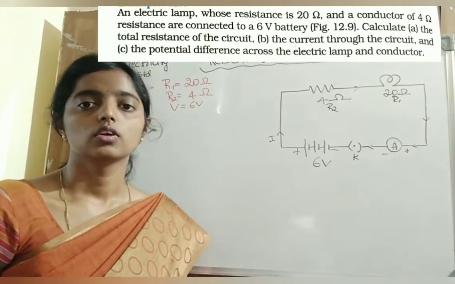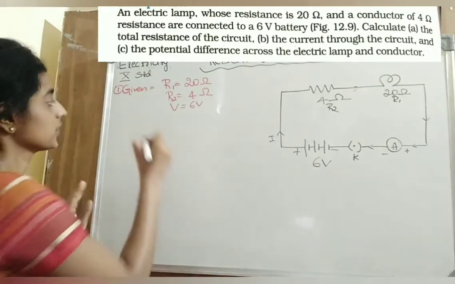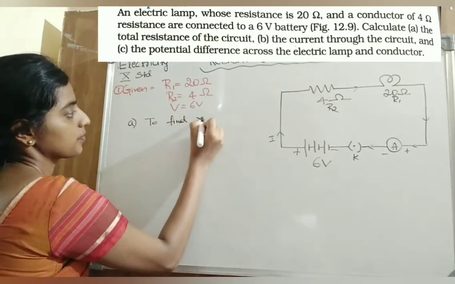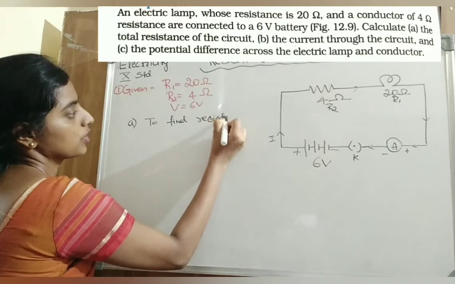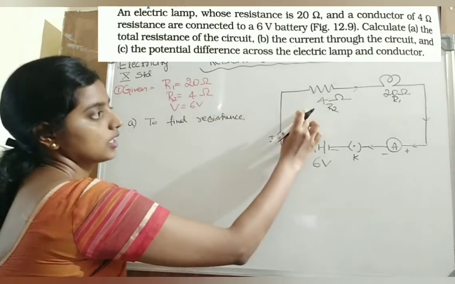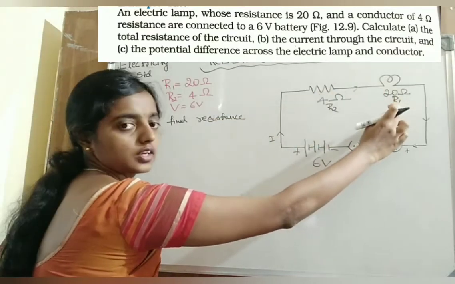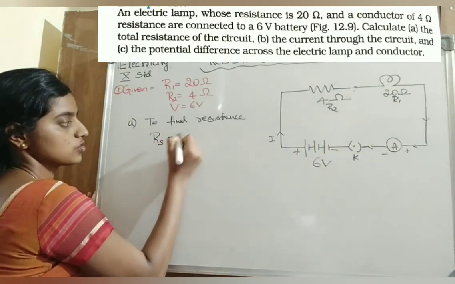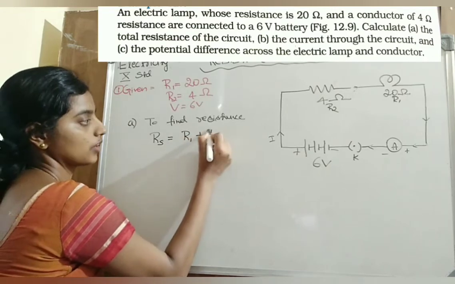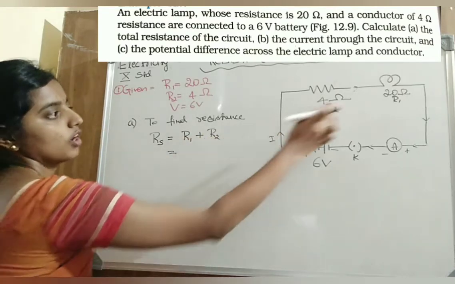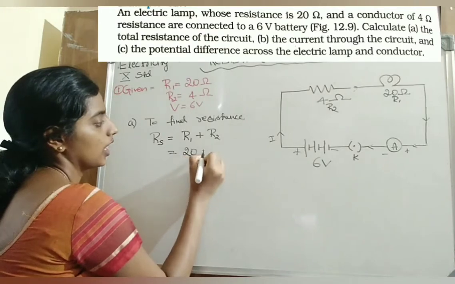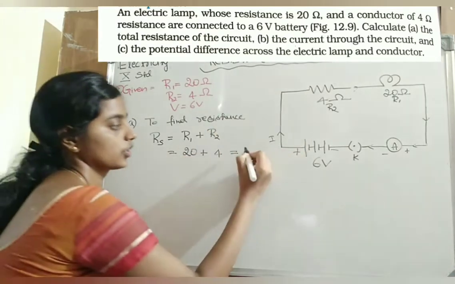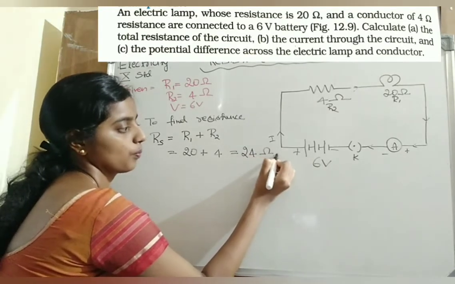First let us solve A, to find resistance. What is the formula of resistance? Assume this is one resistance and this is another resistance which are connected in series. Therefore, RS equals R1 plus R2, right? R1 is what? 20 and R2 is 4. Therefore, total resistance of this circuit will be 24 ohm.